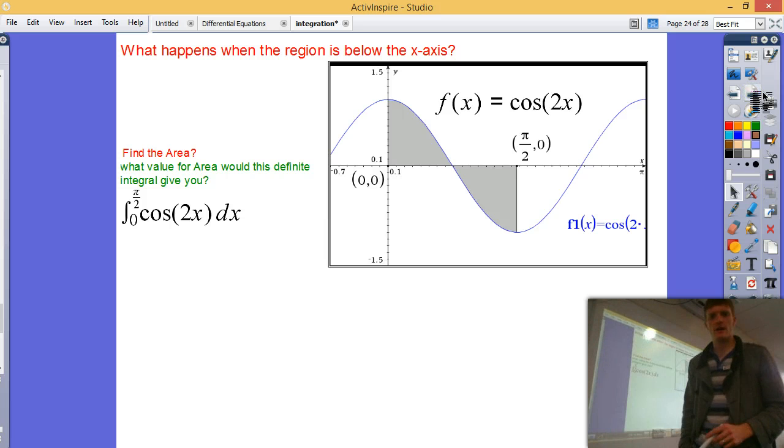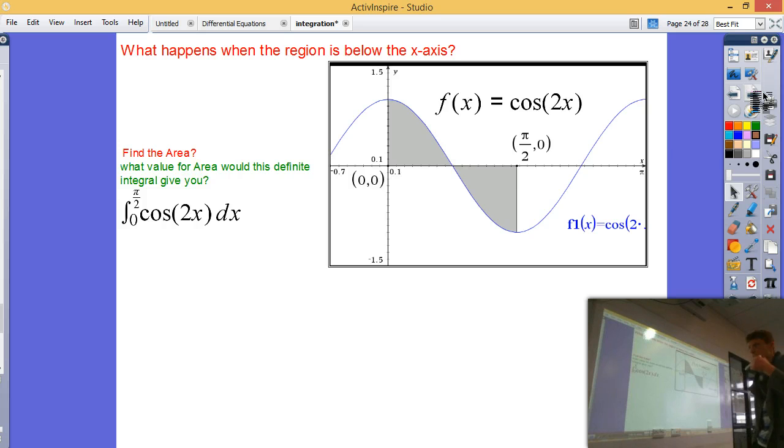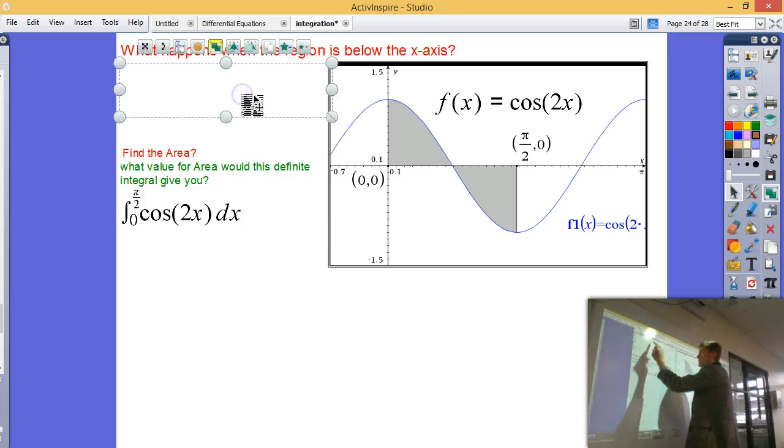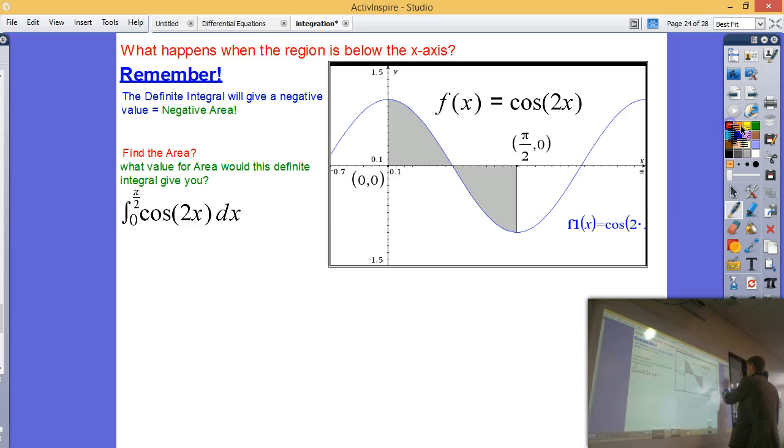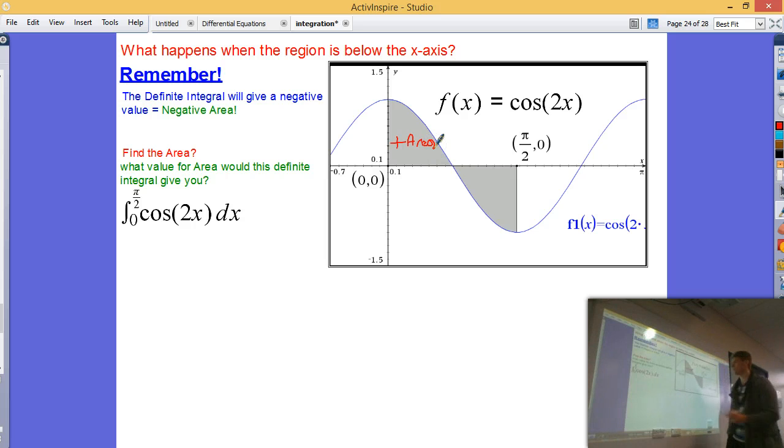Let's now think about this problem. What happens when the region is below the x-axis here? That's right, we have the negative area. We always must remember that the definite integral will give a negative value. And we can see on the graph, this region is above the x-axis, so it'll be a positive area region. This area is below the x-axis, so it'll be a negative area region. And we have to remember to subtract the definite integral that evaluates this area from some starting point to some ending point.